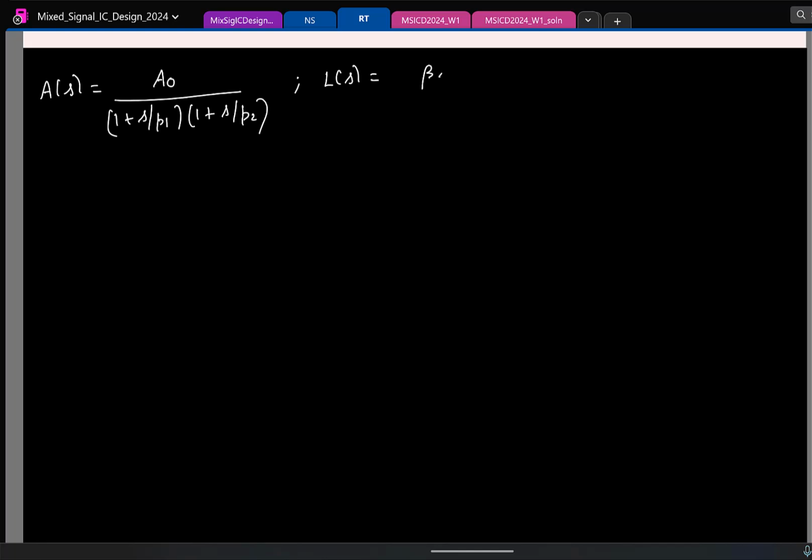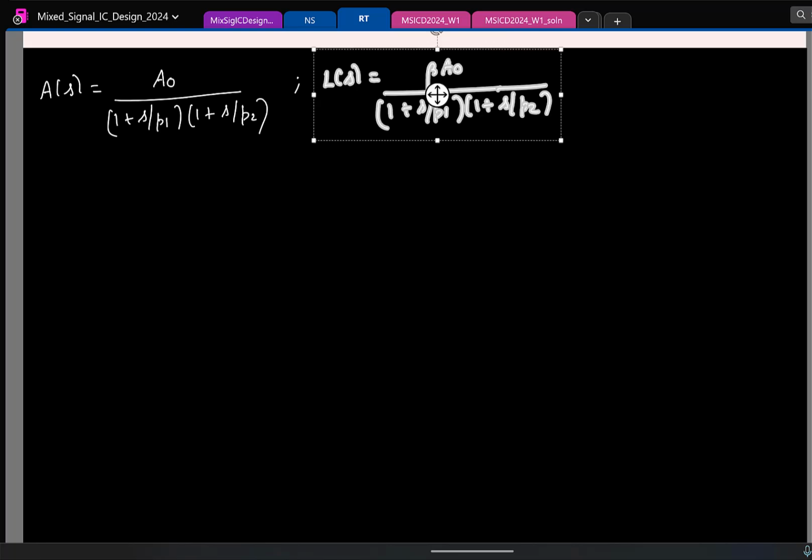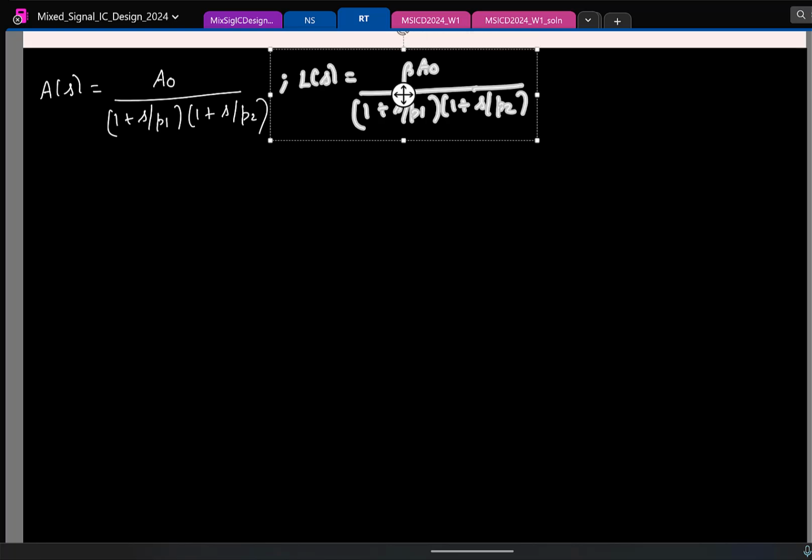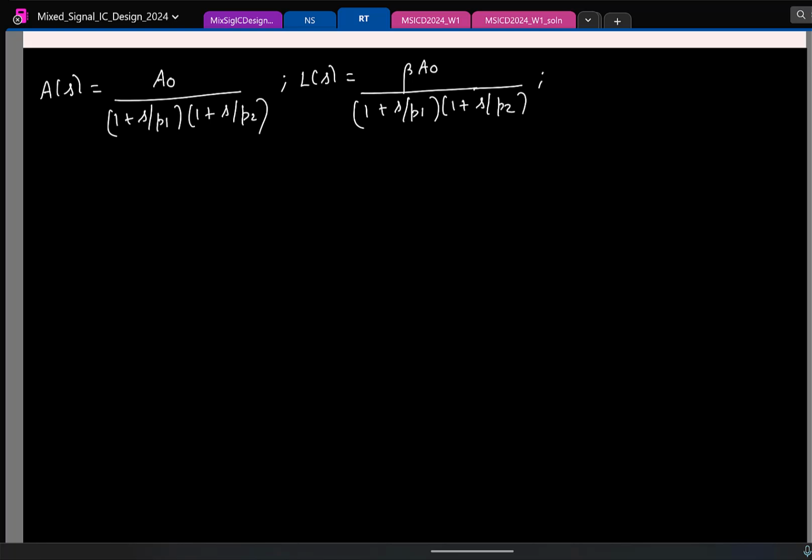So let me also write it for completeness. Loop gain is beta times A0 by 1 plus S by P1 times 1 plus S by P2. And once again, what is the closed loop gain H of S in terms of L of S? H infinity into L of S by 1 plus L of S. And in this case, I know what H infinity is. I'll write it directly. It's 1 by beta.